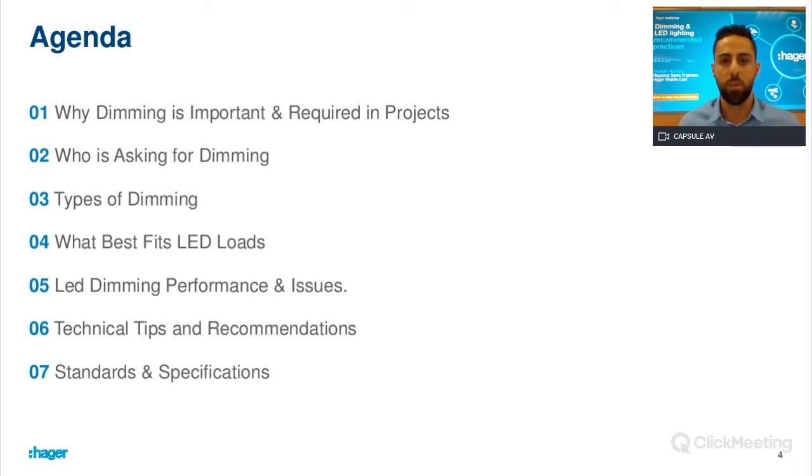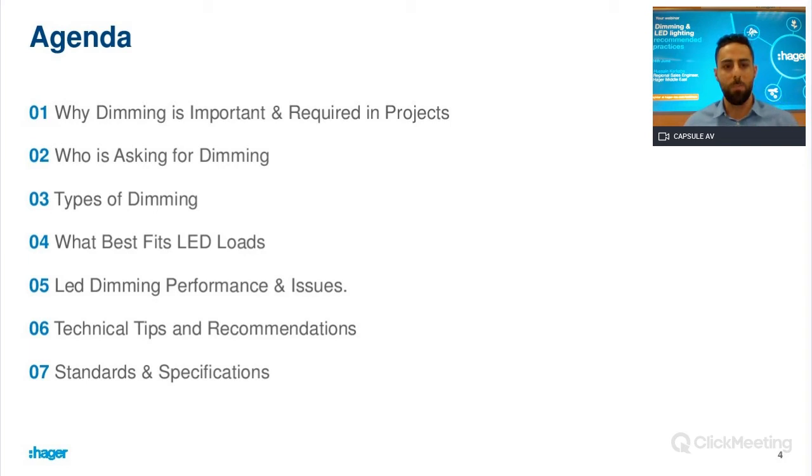Why dimming is important and required in projects. We will see some of the points which are important. The second one is who is asking for dimming? Who are the people who ask for dimming? The third point will be a bit technical. We will go into some technicalities, types of dimming, what the kinds of dimming are.